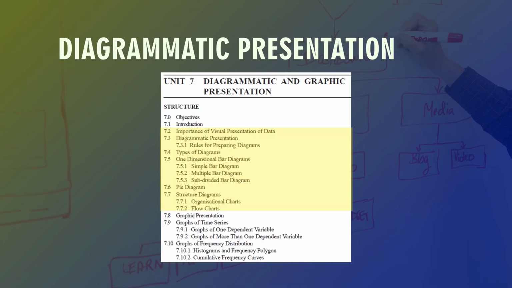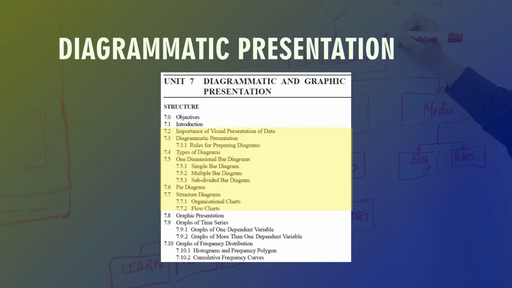So anyway, this diagrammatical presentation, there are certain rules for preparation of diagrams, and there are certain types of diagrams. It could be either one dimensional bar diagrams, or the simple bar diagrams, or the multiple bar diagrams, or subdivided bar diagrams. So what we have seen is that the one dimensional bar diagrams talk about simple bar diagram, multiple bar diagram and subdivided bar diagram, whereas there is another way of talking about it, that is pie diagram, structure diagrams. It could be either the organizational charts or flow charts.